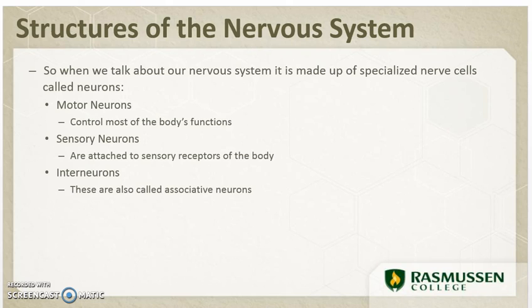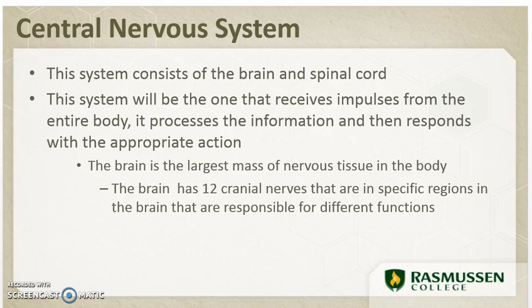So now that you know what the structure of the nervous system is, you need to know that it is made up of 2 systems. It's made up of your central nervous system and your peripheral nervous system. The central nervous system consists of your brain and your spinal cord. This is the system that will receive impulses from your entire body, process the information, and then respond with an appropriate action.